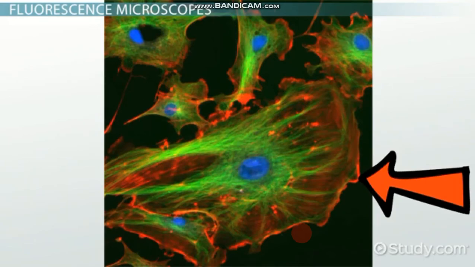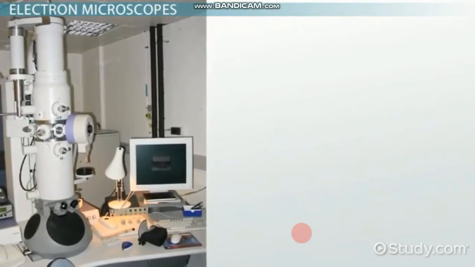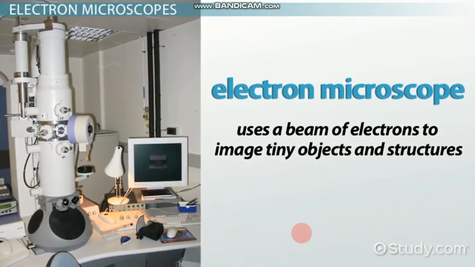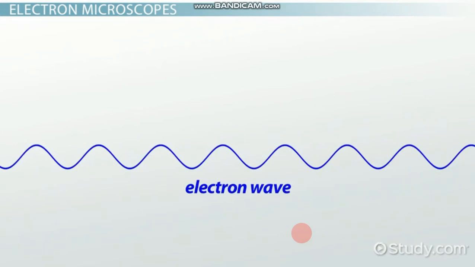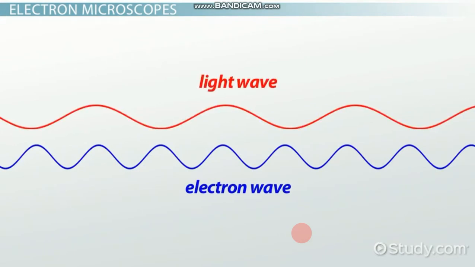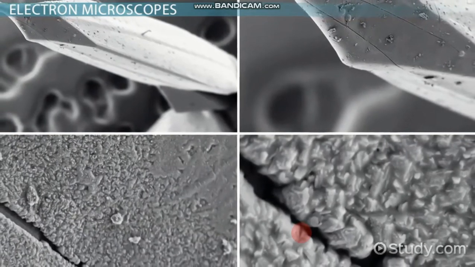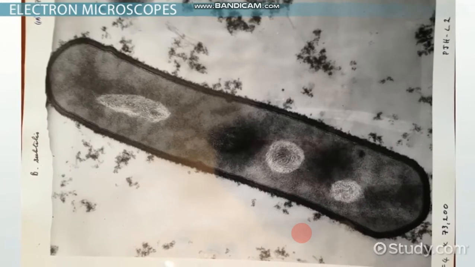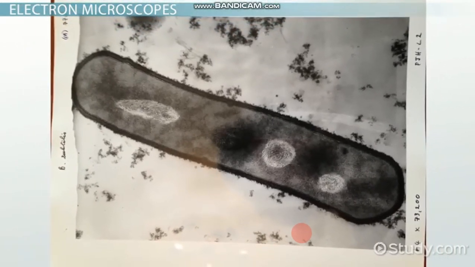Both optical and fluorescence microscopes use light to create images, but there is another type of microscope called the electron microscope that uses a beam of electrons to image tiny objects and structures. Because the wavelength of an electron is much shorter than the wavelength of visible light waves, electron microscopes can achieve much higher magnifications that can't be seen even with an optical microscope. Electron microscopes are commonly used in the study of viruses and viral diagnoses, which were too small to study before.